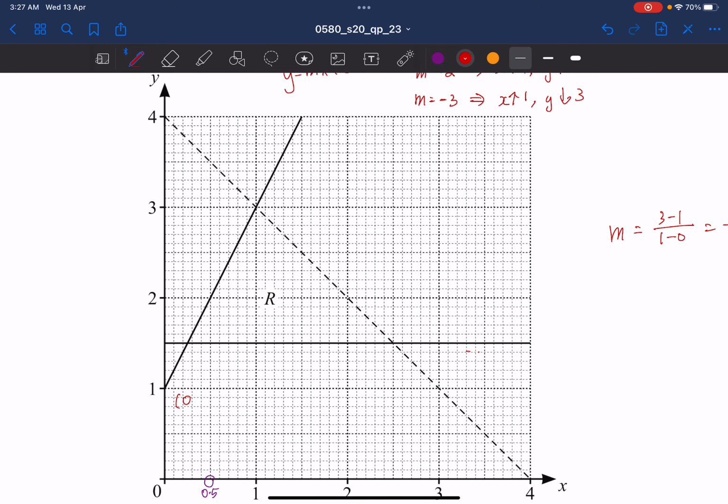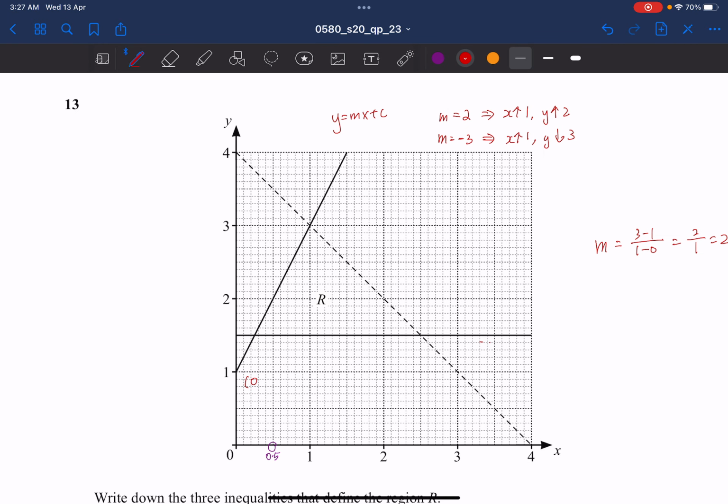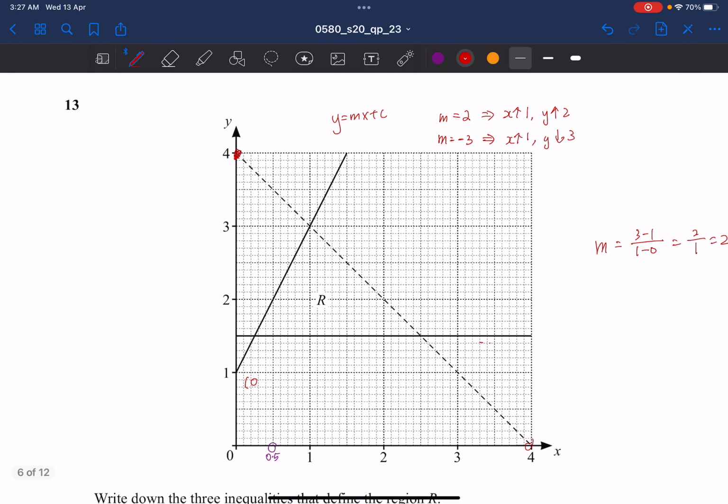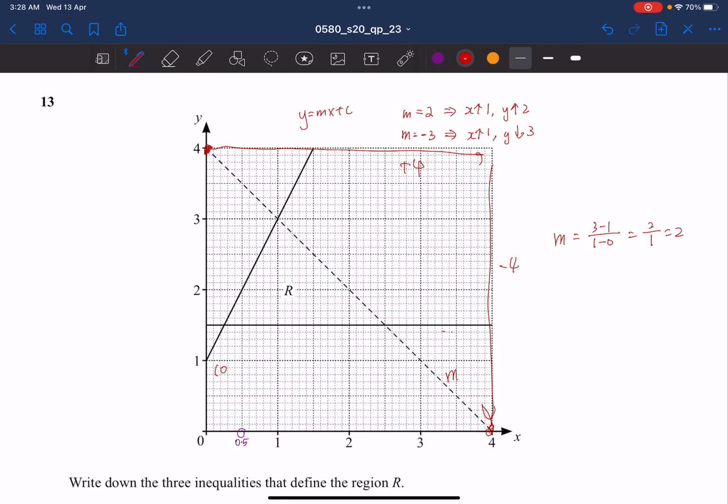Okay, the third line, we have a dotted line. We need to find the equation of this line. This is 4, and this is 4. It means that when x increases by 4, the y decreases by 4, from 4 to 0. And so the gradient is -1.